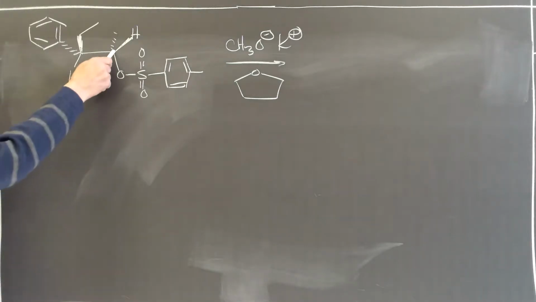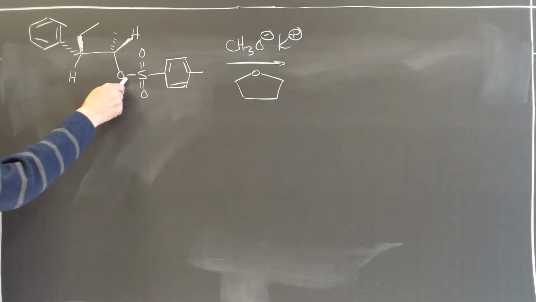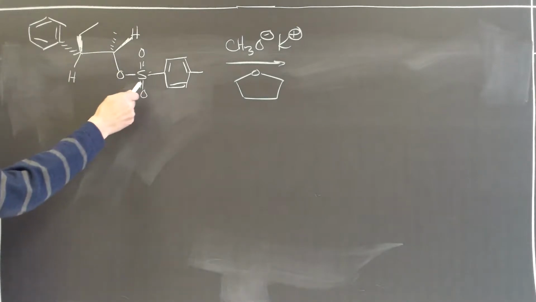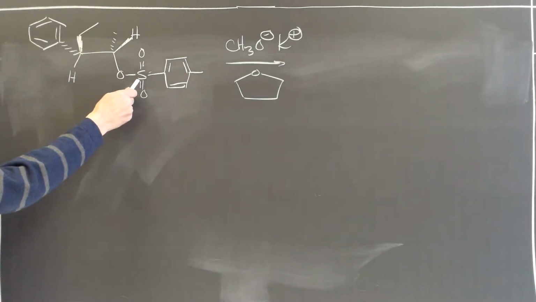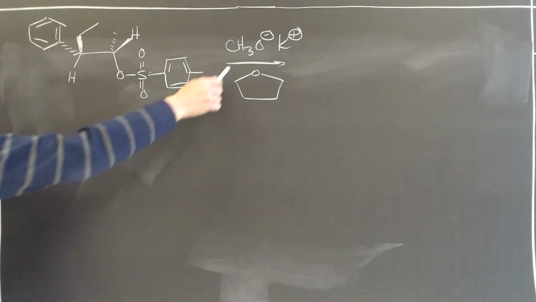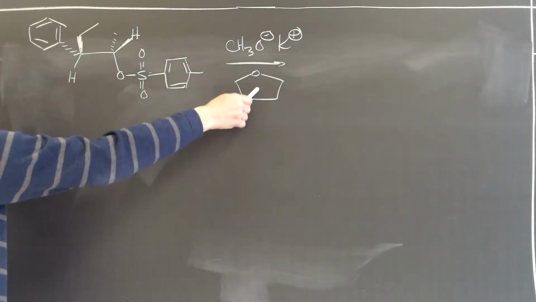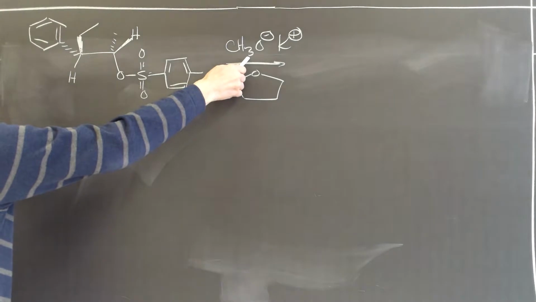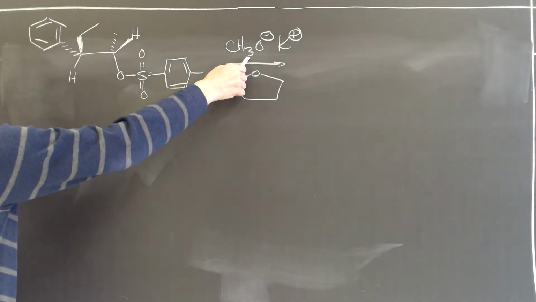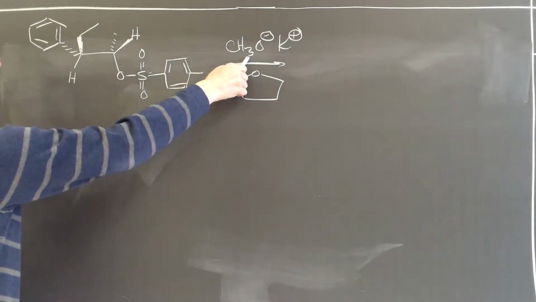We've got a secondary substrate, the good leaving group. We'll recognize this as the tosyl or toluene sulfonyl leaving group. We've got a species that's both a good base and a good nucleophile, and a polar solvent. We have to consider SN2 and E2.